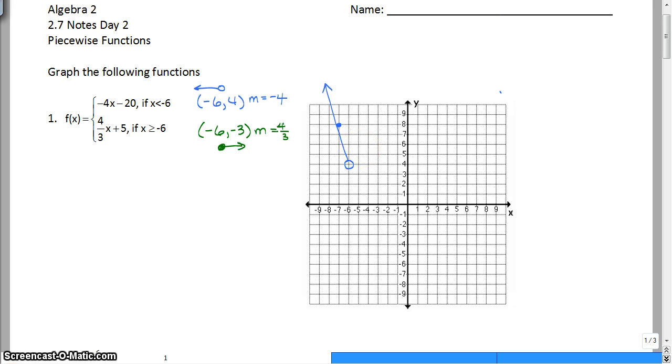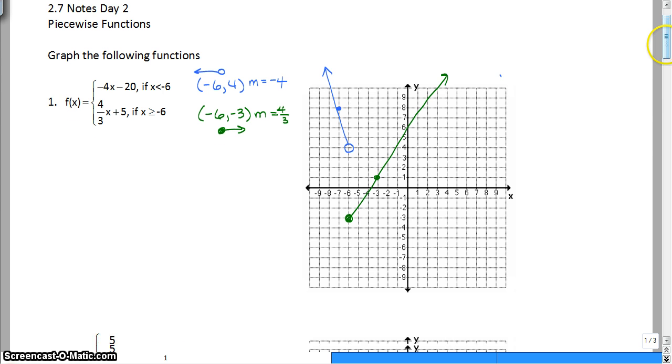Then we go to the green piece. -6, -3. We have a solid dot. Our slope is 4/3, so we're going up 4 over 3. We've got another dot. We are supposed to go to the right, so we go to the right, and we're done. So that's a quick recap of our last video.